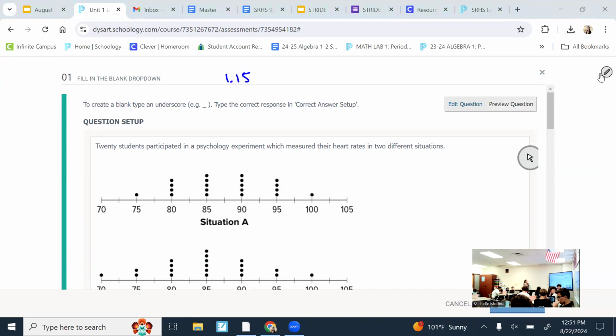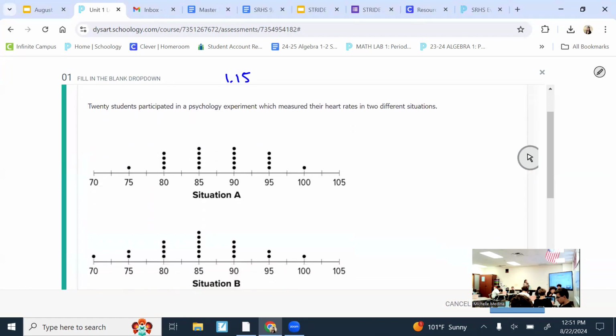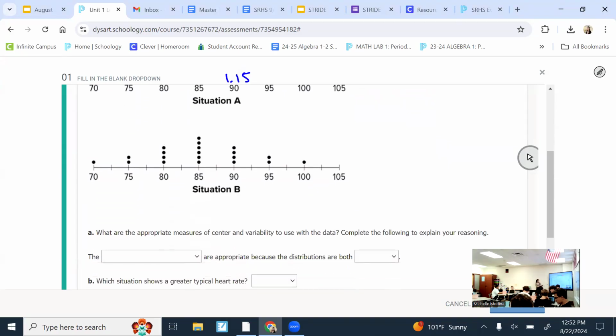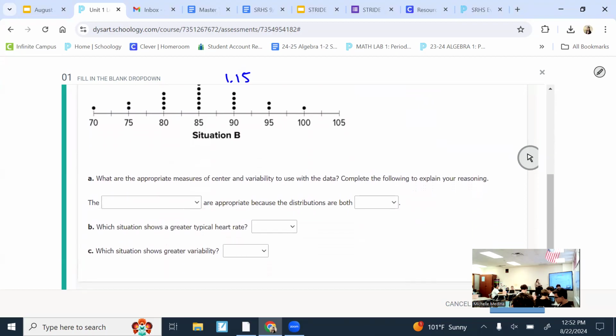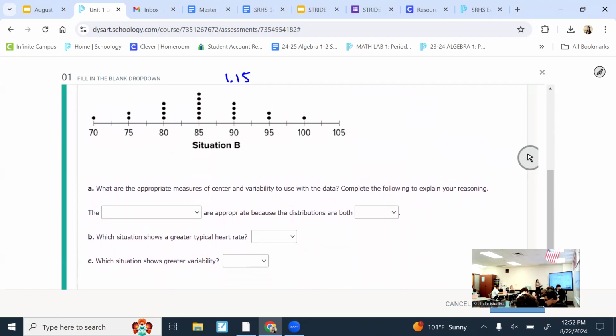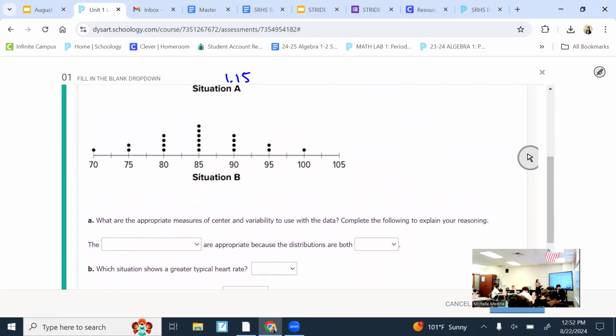So we have 20 students participated in a psychology experiment which measured their heart rates in 2 different situations. And what are the appropriate measures of center and variability to use? Complete the following to explain. So when it says measures of center, what are our options?